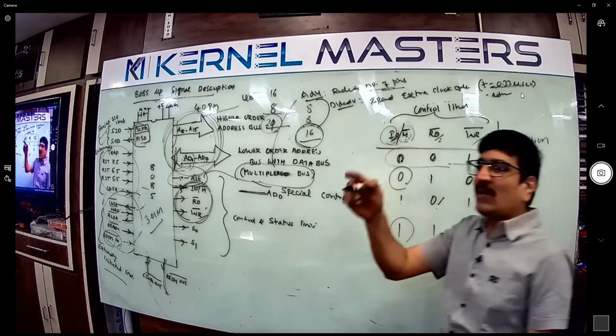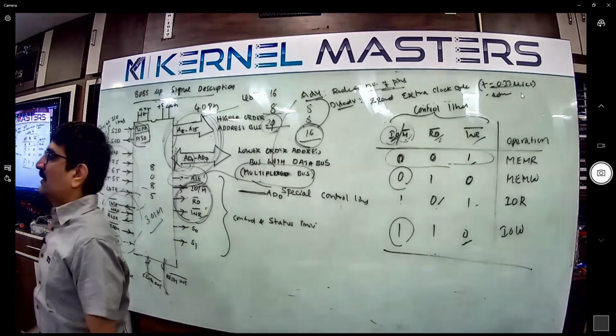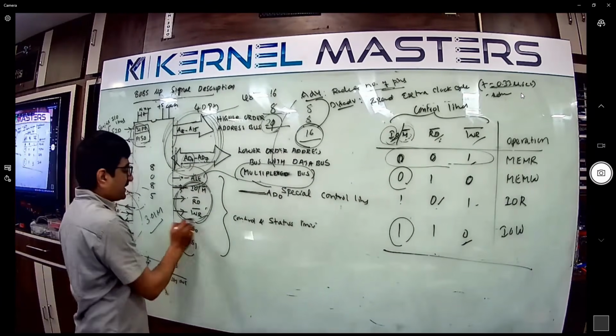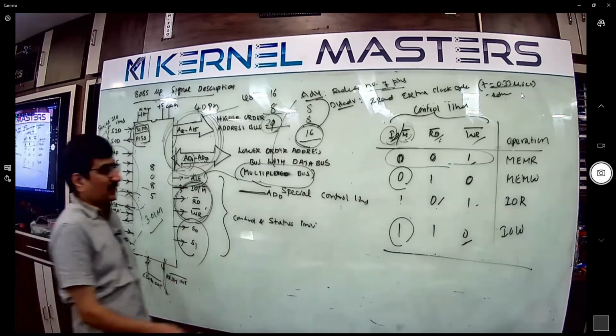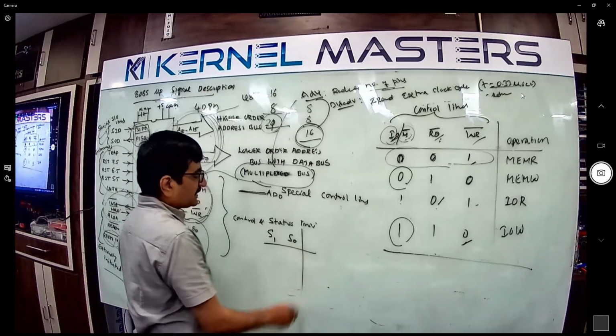What is the meaning of the bar? The low signal only enables. The signal is active only when it is low. Okay. Two more status lines are there. What status lines can you see? S1, S0. Two status lines now.